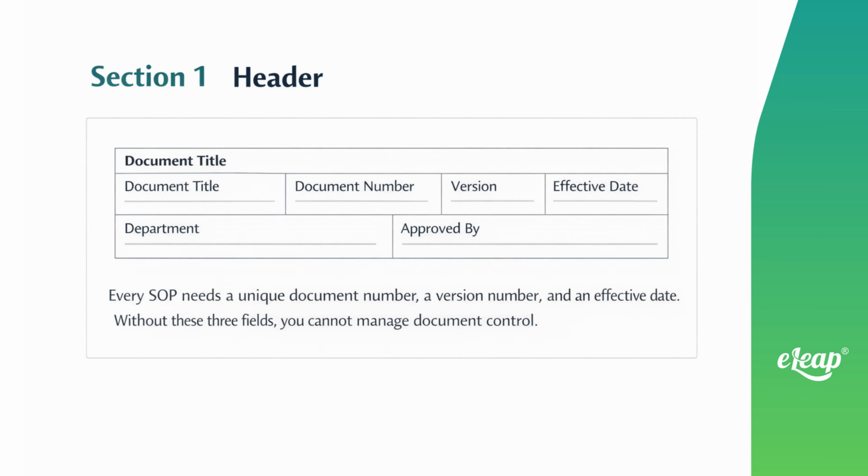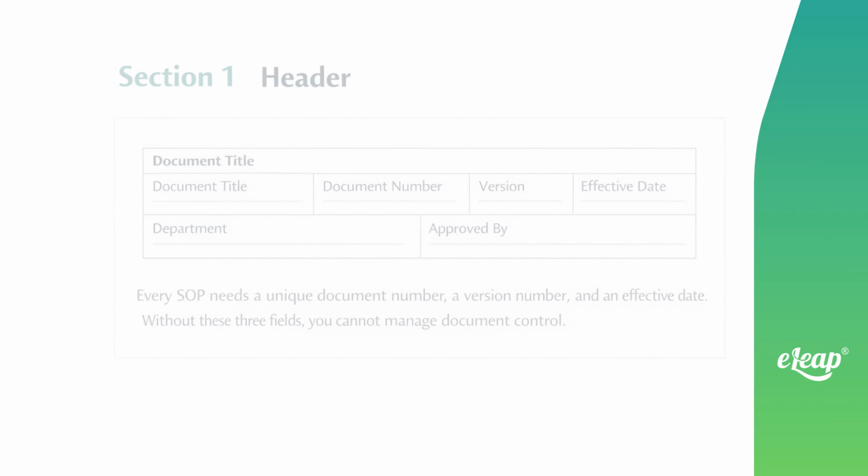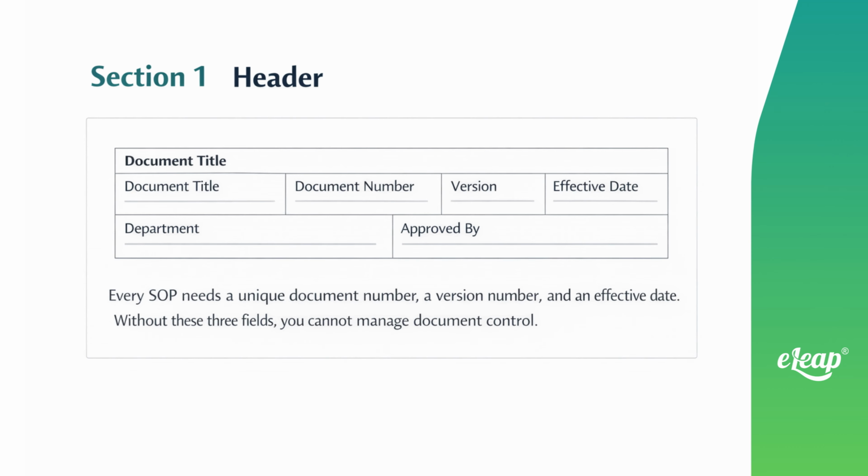Section 1 is the header. Every SOP needs a unique document number, a version number, and an effective date. Without these 3 fields, you cannot manage document control. You cannot tell which version is current, when it was last updated, or which version an employee was trained on. The header is where version control lives.